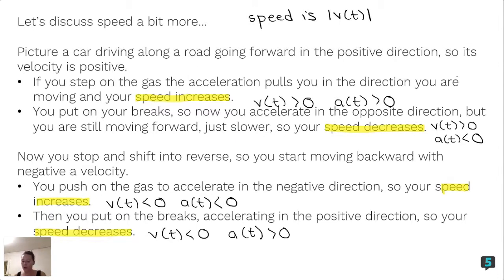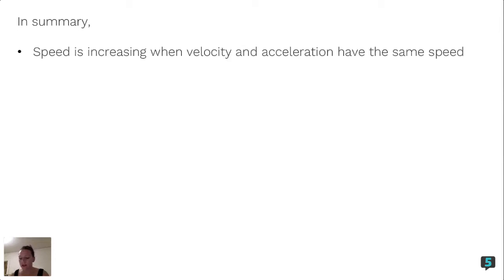Down below, when we were in reverse, my velocity was negative and I'm accelerating in the negative direction. My velocity is negative, my acceleration is negative. They both have the same sign. My speed is increasing. In my other two scenarios where my speed was decreasing, my velocity and acceleration had different signs.